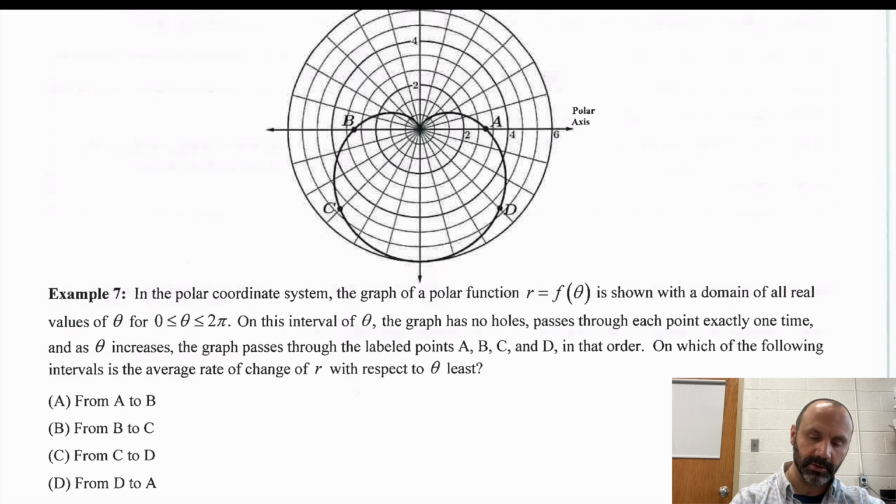Okay, well, let's think about this. Going from A to B, at A and B, r is the same value. And so here the rate of change from A to B is 0. From B to C, r is increasing. Right? And so this is an increasing rate of change from B to C. So that's out because that's definitely more than what it was from A to B.